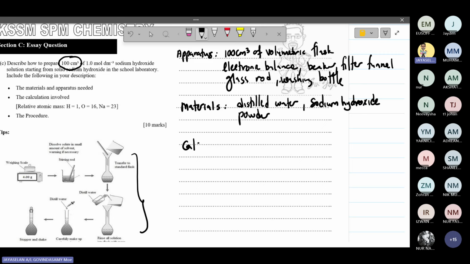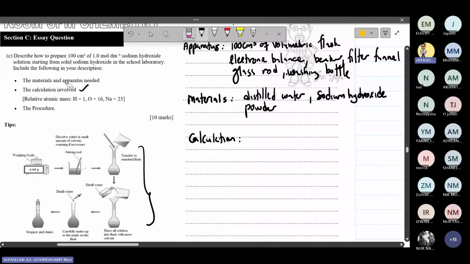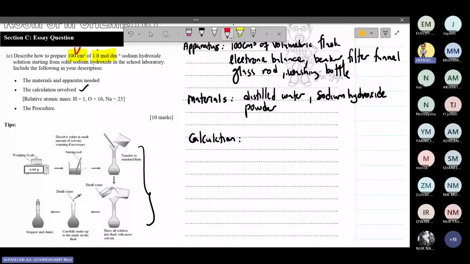Okay, next point you go for calculation. Calculation to determine what mass you have to weigh. Calculation to determine the mass of sodium hydroxide. How to do the calculation? Very simple. You take this. Start from here. This is volume, this is molarity. So first step, what do you all do? Number of mole, MV over 1000. Your M is 1.0. Your volume is 100. Divide by 1000. So the calculator gives the answer 0.1 mole. You already get one mark.